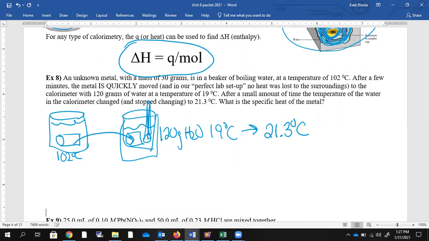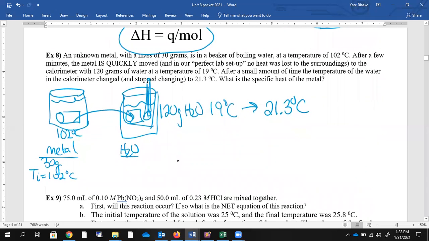So when I do these problems, I try and make a little chart or a little graphic organizer to help me keep track of everything I know. So I've got information about my unknown metal. I also have information about the water. So I know I have 30 grams of metal. Initially, it's at 102 degrees Celsius.